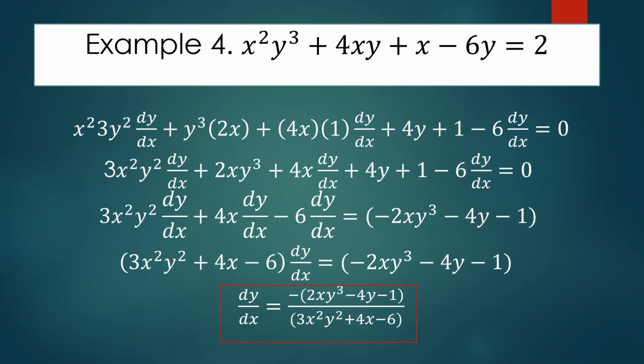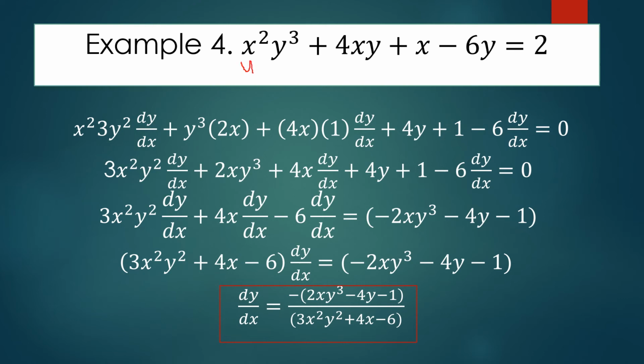Tutungo naman tayo sa pang-apat na halimbawa. We have x squared y cubed plus 4xy plus x minus 6x is equal to 2. Okay, so kunin natin ang derivative ng left and also the right side of the equation. Okay, so una, the derivative of the first term x squared y cubed. So kukunin natin ang derivative ng first term gamit ang product rule of differentiation.